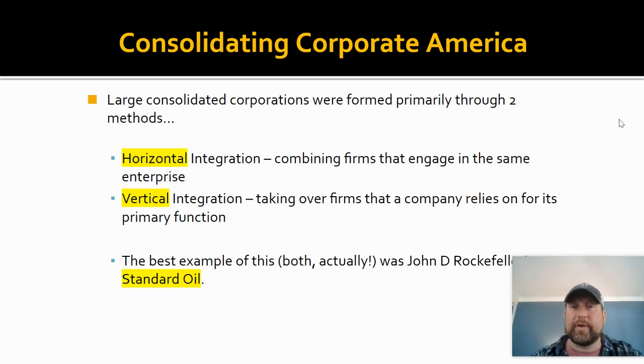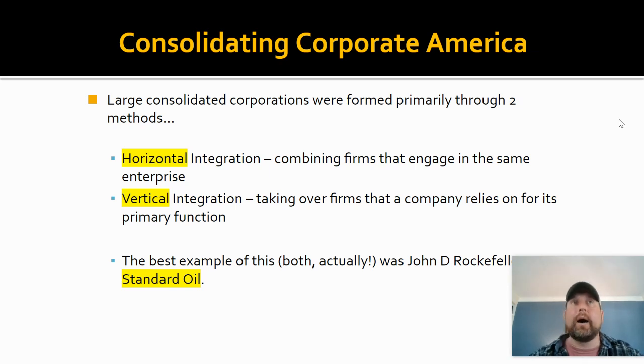So how these companies continue to grow at a rapid clip and be so successful is essentially by undertaking one of two forms of integration, okay? How they grow. Horizontal integration is when one company would buy out other companies that engage in the same business or enterprise. So that is to say, an oil company that buys out other oil fields is engaging in horizontal integration, okay? A railroad company that buys out other railroad lines and other access to railways is engaging in horizontal integration. Vertical integration is when companies take over firms that they would otherwise have to outsource or rely upon for their primary function.